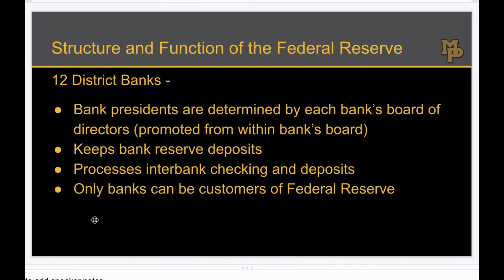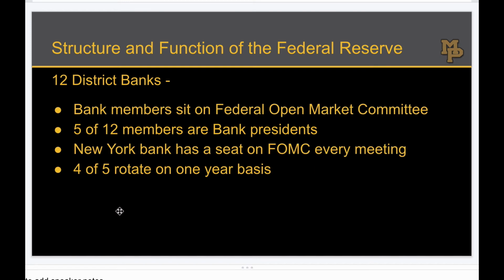They process interbank checking and deposits, and only banks can be customers of the Federal Reserve. So you and I cannot have an account there, and that's important to note. The Federal Reserve is a banker's bank. Bank members sit on the Federal Open Market Committee. So 5 of the 12 members are bank presidents. New York always has a seat.